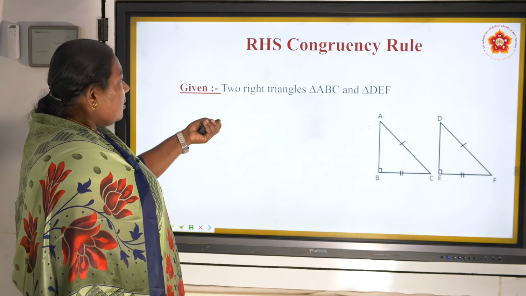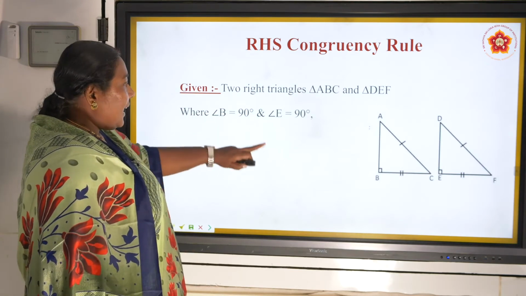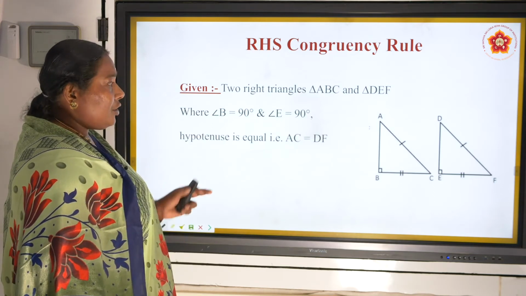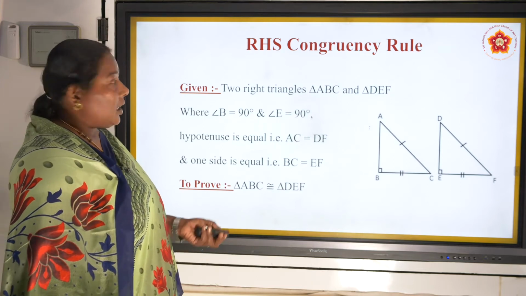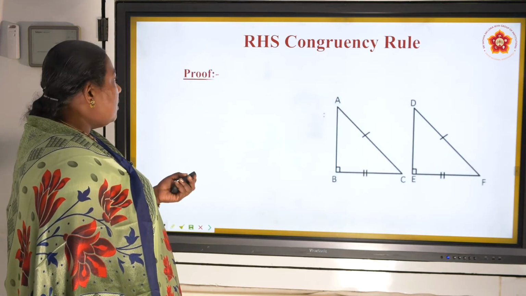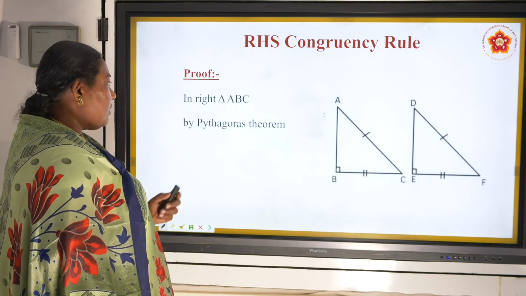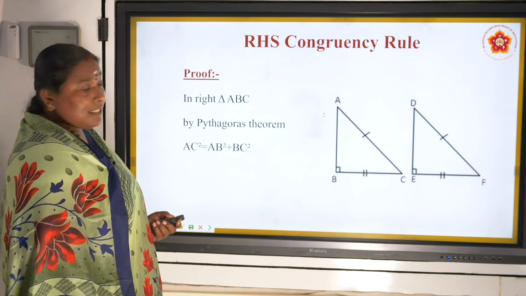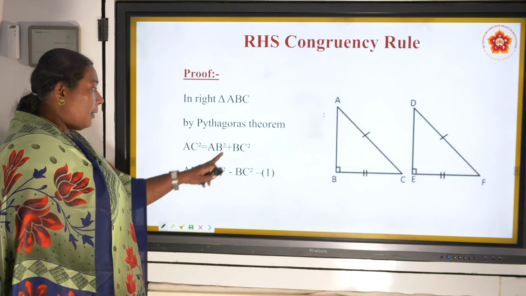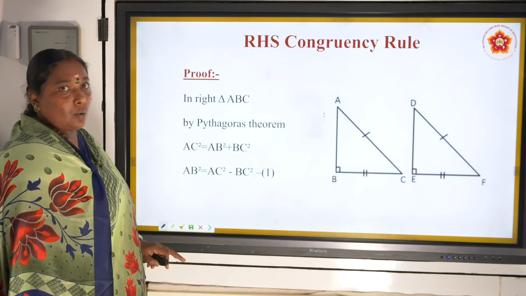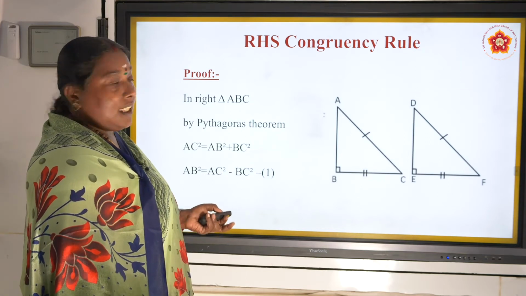Let us see, I think you can understand this. Angle B and angle E are 90 degrees. Next, hypotenuse is equal. Next, one side is equal. So we have to prove two triangles are congruent. So for that, what we are going to do? So first proof in the triangle ABC by Pythagoras theorem, we are going to write AC square is equal to AB square plus BC square, and I am going to rewrite as AB square is equal to AC square minus BC square. I am going to repeat the same thing for that another triangle DEF.